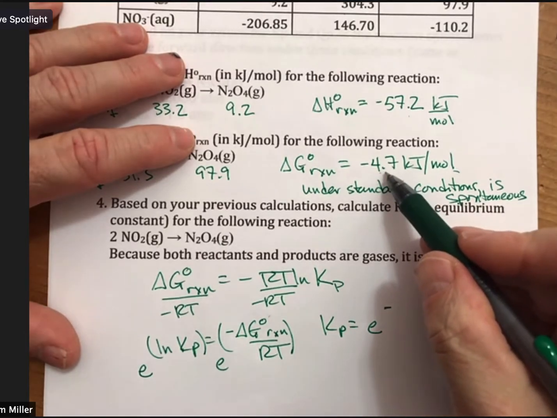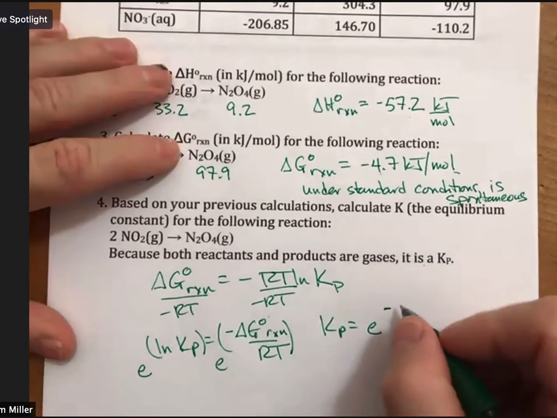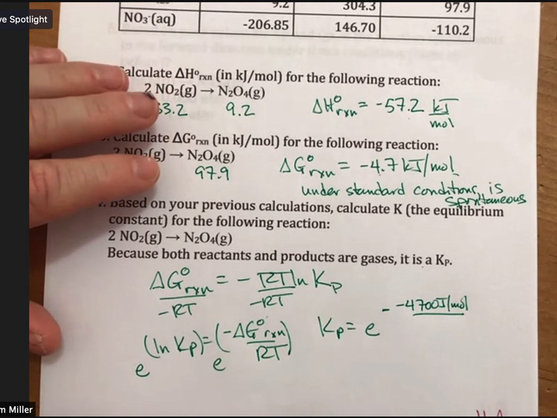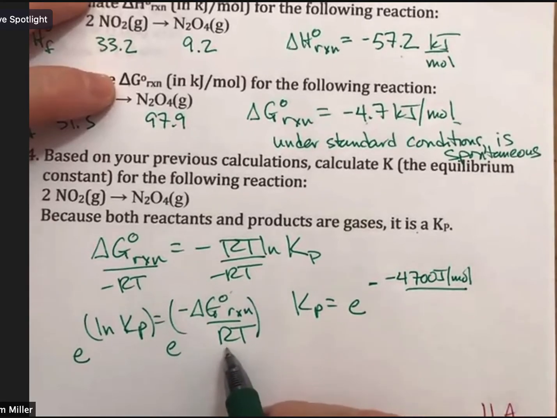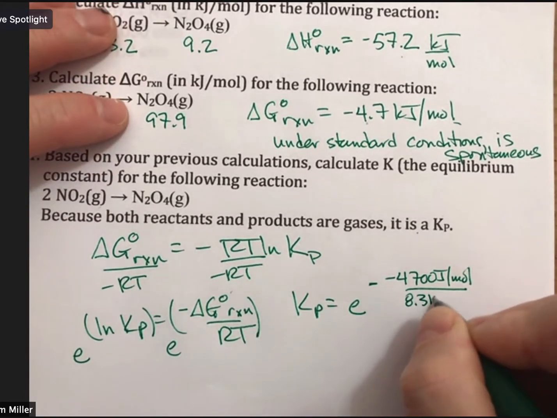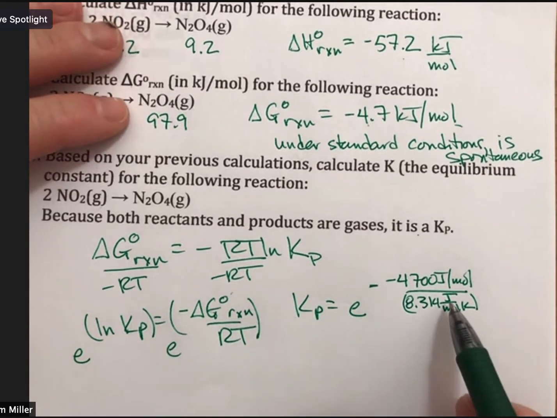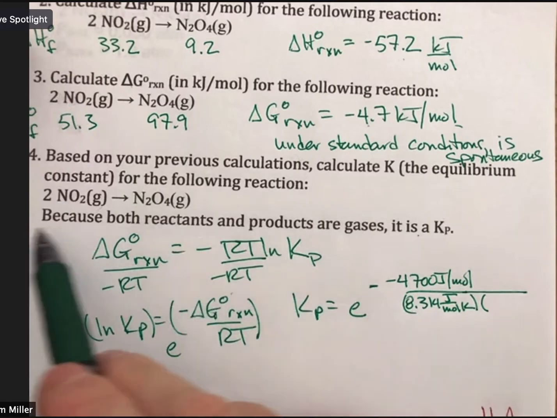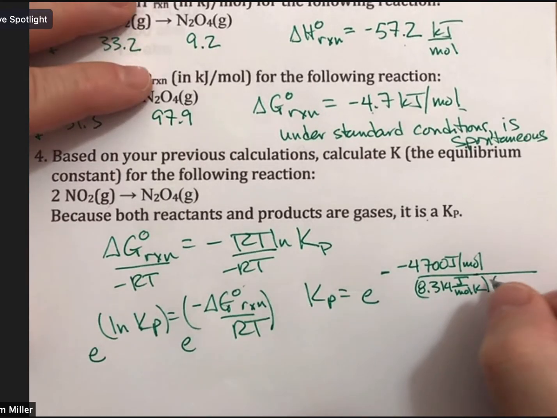My delta G reaction is minus 4.7 kilojoules. I put everything in joules. That's minus 4,700 joules per mole divided by RT, where this is not the ideal gas law, so we have to use the 8.314 joules per mole Kelvin. We also see that the joules will cancel here, so that's our other hint. And T, oh, we're at standard conditions, so our T has to be 298 Kelvin.